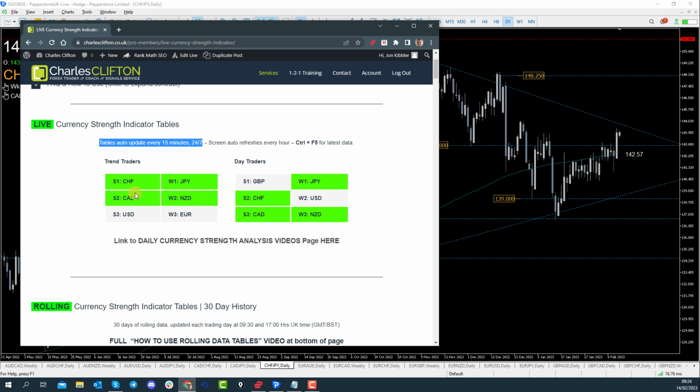So how do the markets stand today? Well, they stand with the Swiss Franc being the strongest on the trend traders and being the second strongest on the day traders. The Canadian dollar is the second strongest on the trend traders but only the third strongest on the day traders. The yen remains top as the weakest currency on both tables, and the New Zealand dollar comes in at the second weakest on the trend and the third weakest on the day traders.